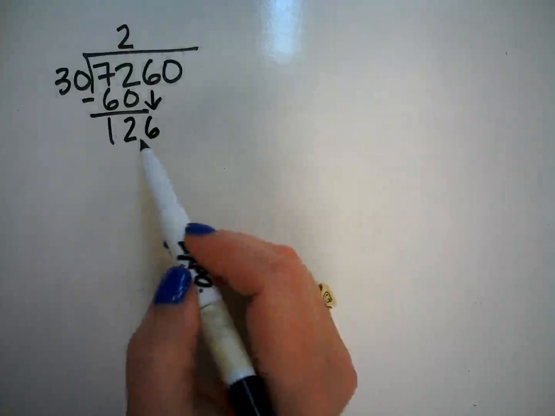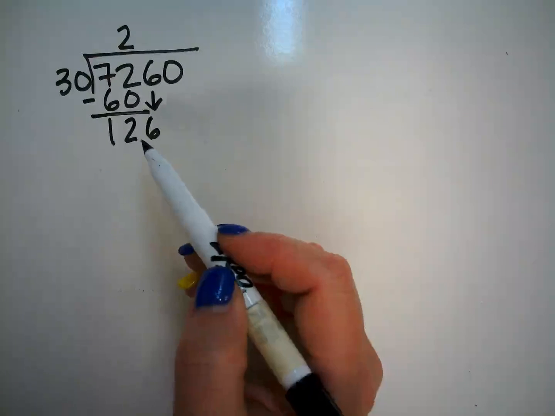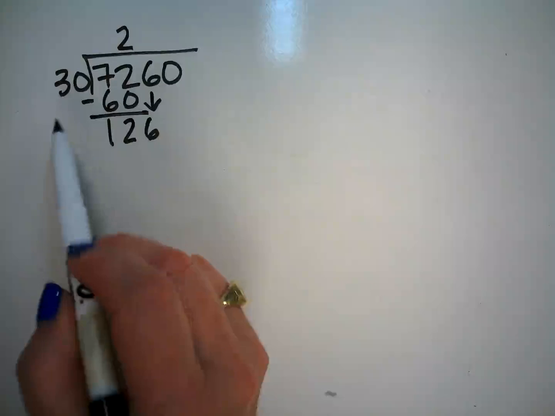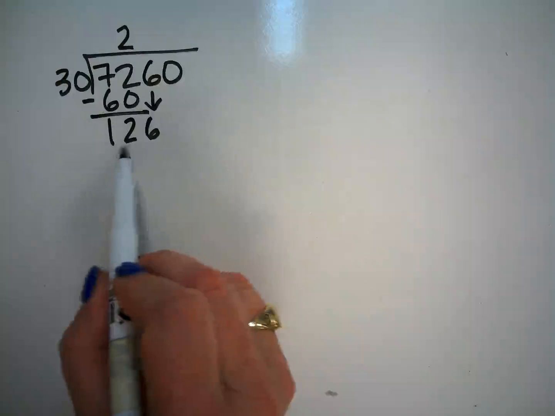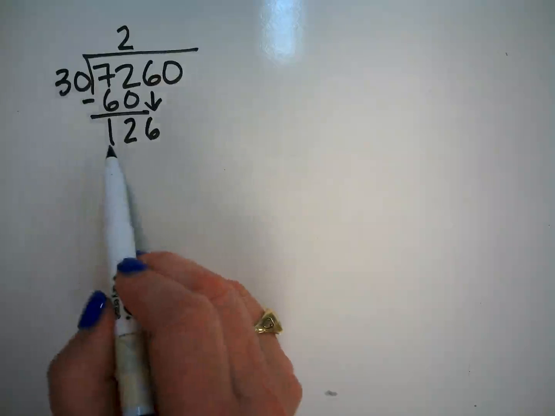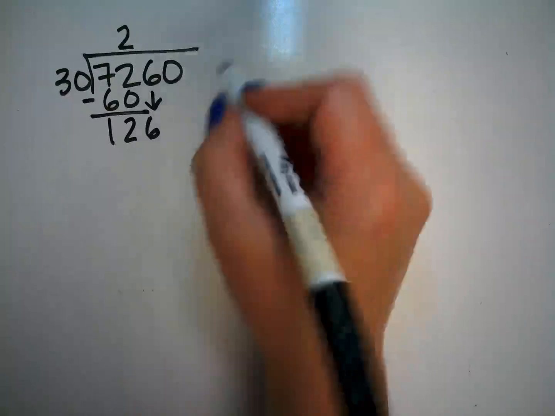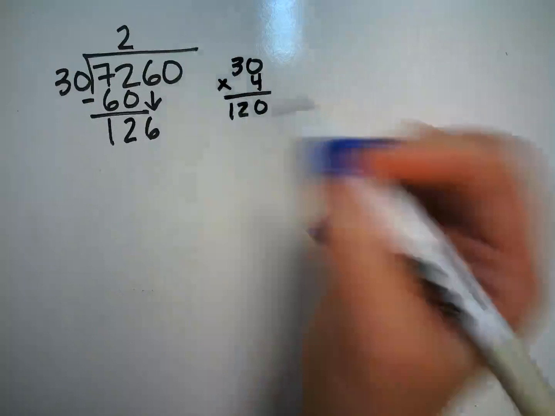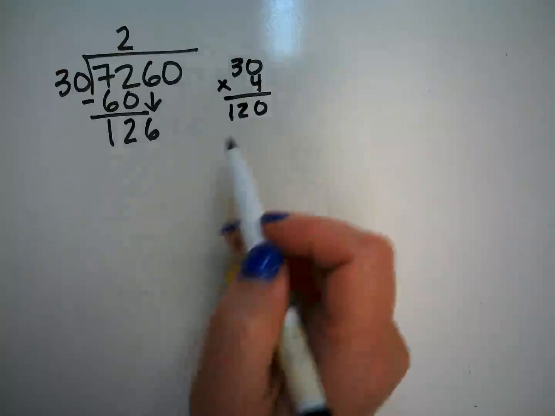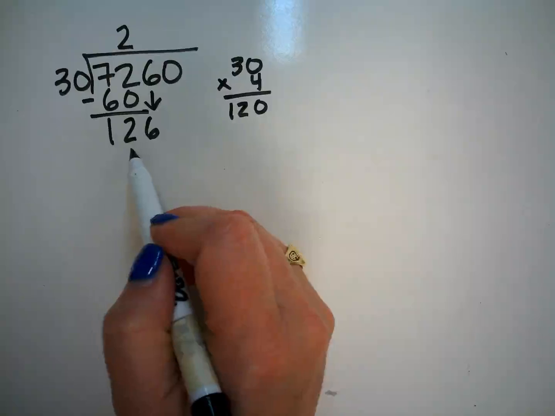Now I've got to make an estimate. And one of the tricks that we talked about was front-end estimation. So like this is 30, but let's think of it as 3 for a minute, and let's think of this as 12. How many 3s go into 12? About 4. So let's try that and see if it at least gets us close. It gets us really close. If we had added an extra 30, we'd be way over 126.